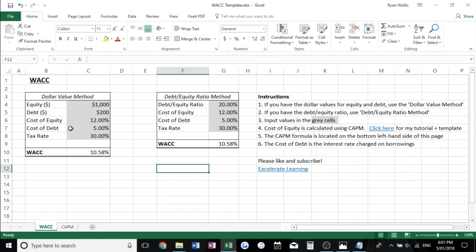And a lot of this data can be found using the annual report or the financial statements of a company. Typically, the tax rate is about 30%, and you might have to do a bit of digging to find the cost of debt, but you should be able to find that in the annual reports of companies.